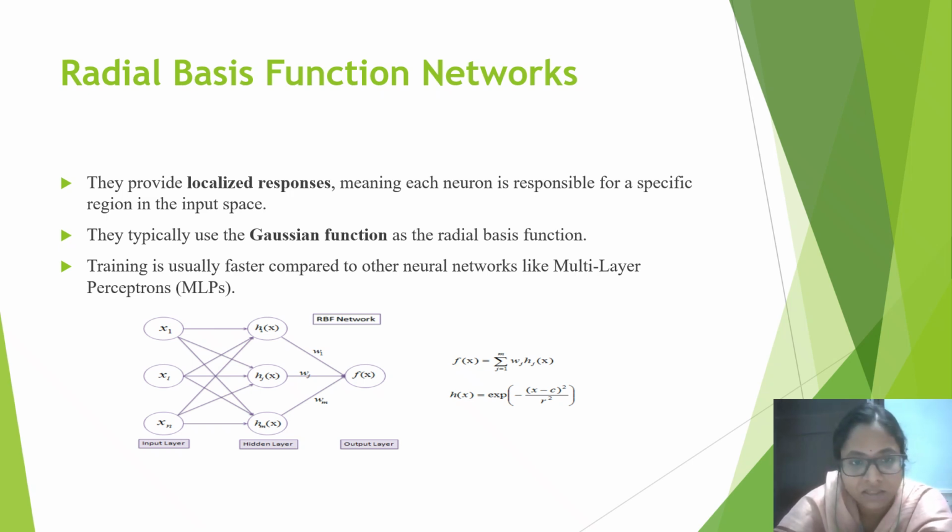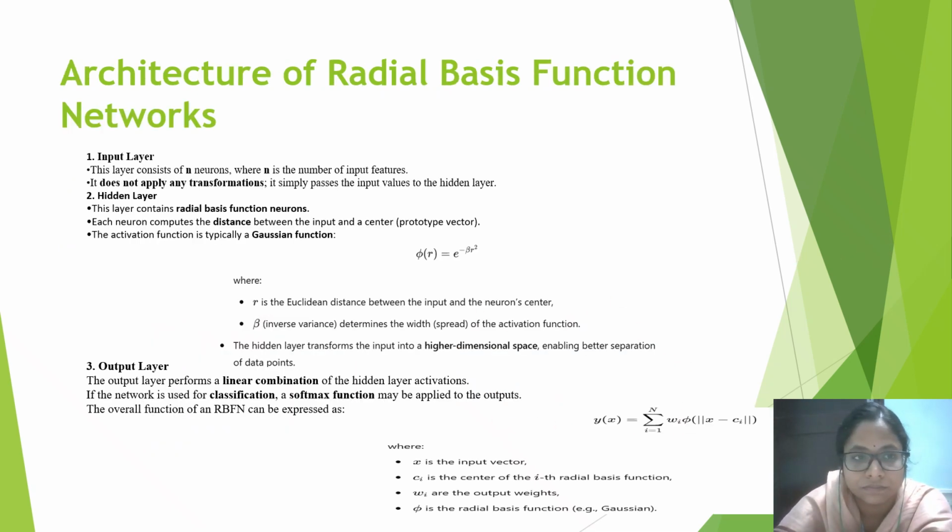So this is the architecture of the radial basis function network. The input layer, hidden layer, and output layer are used. And this function is nothing but the Gaussian function, which will be used as the activation function for the network. Architecture of the radial basis function network: the architecture will include the input layer, hidden layer, and the output layer.